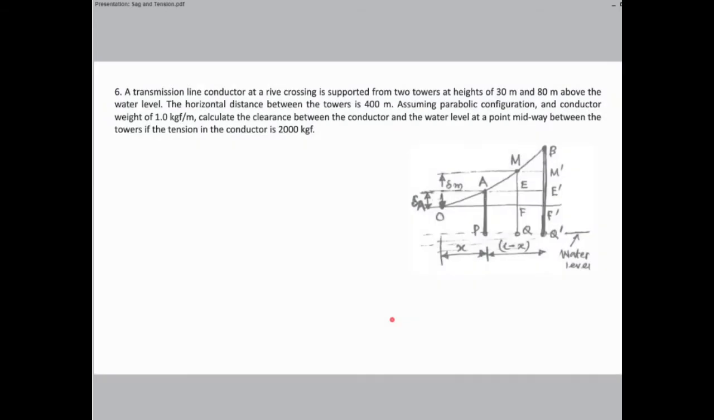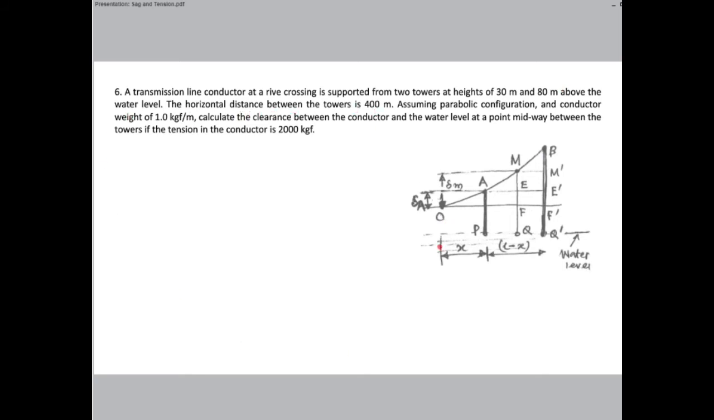Okay, let's go to the next one. Next one is similar. A transmission line conductor is crossing a river. The river crossing is supported from two towers at heights of 30 meters and 80 meters. One is at A, having a height of 30 meters. The other one is at B, having a height of 80 meters.